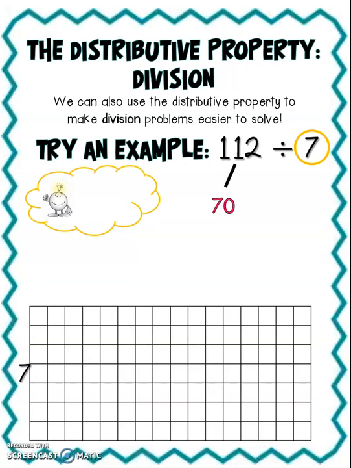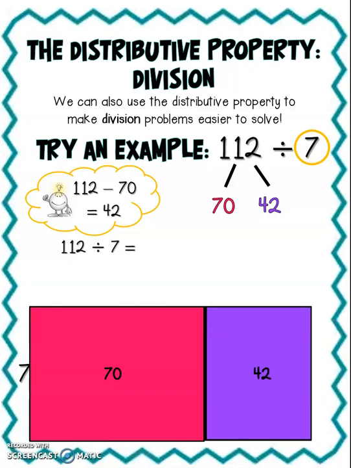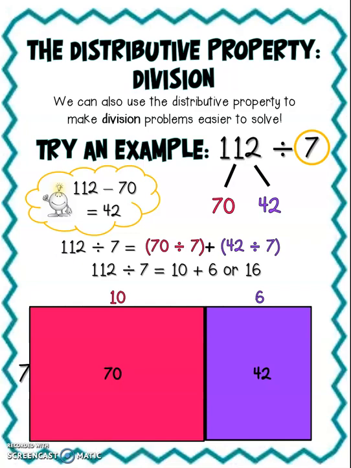So now I need to think, how many pieces would be left over in my second section? 112 minus 70 is 42. So that tells me my second section is going to be 42 small pieces. So I'll have a group of 70 and a group of 42. Now the pieces of my problem are 70 divided by 7, which is 10, and 42 divided by 7, which is 6. So to get my final quotient, I just add those two pieces together, and 10 plus 6 is 16. That helps me know that 112 divided by 7 is 16.